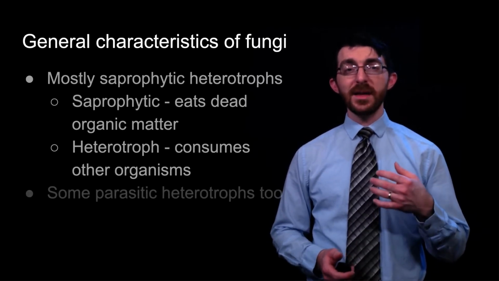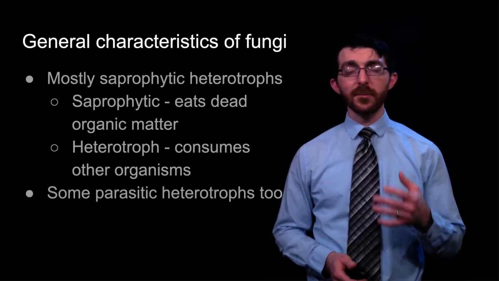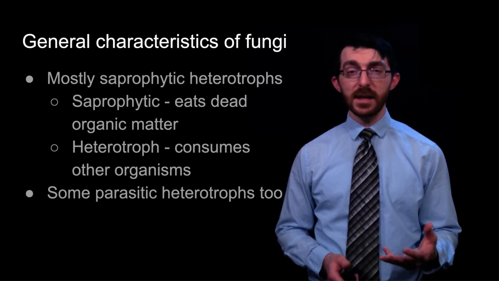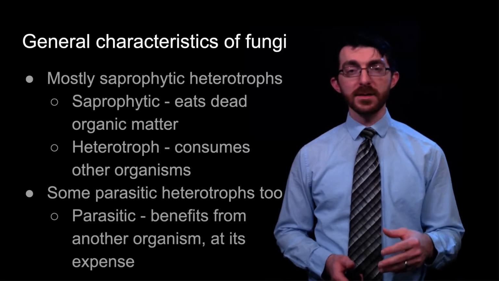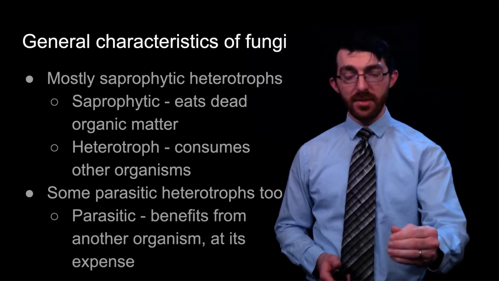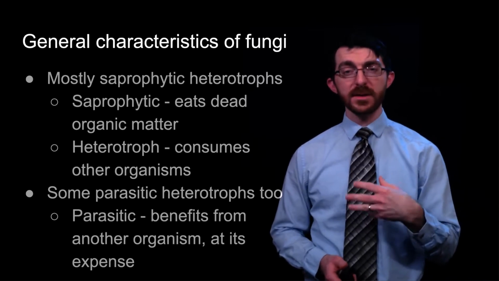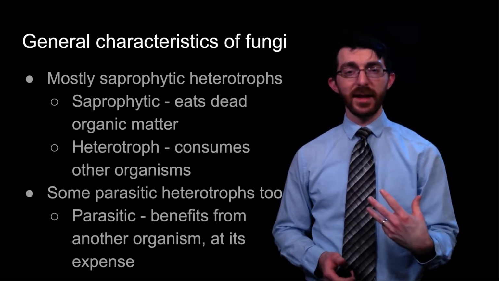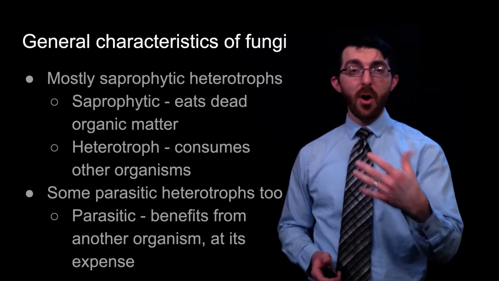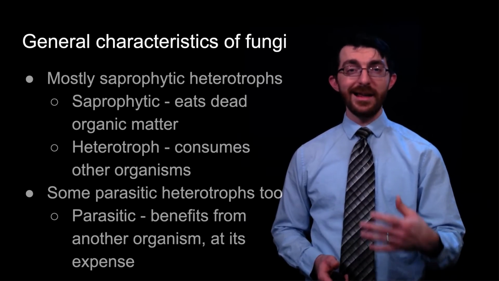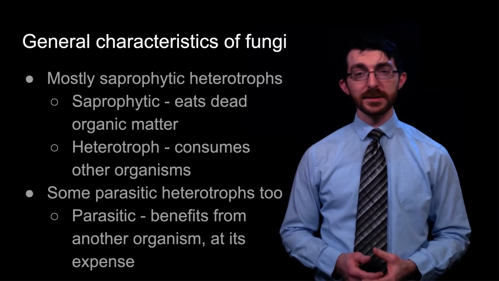So you might also be a parasitic heterotroph if you are a fungus. And just for reference, parasitic means that you benefit from another organism at its expense. In other words, a parasite hurts something in order to benefit from it. Parasites for humans would be something like a mosquito that's biting you. It is harming you as it does that, and it benefits from it. So that's what a parasitic relationship is.